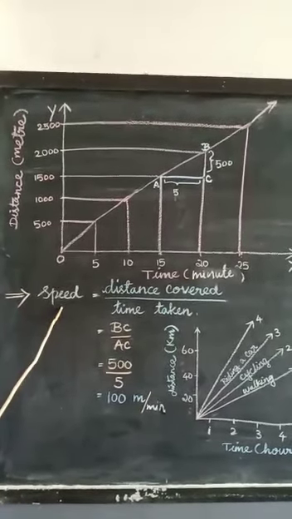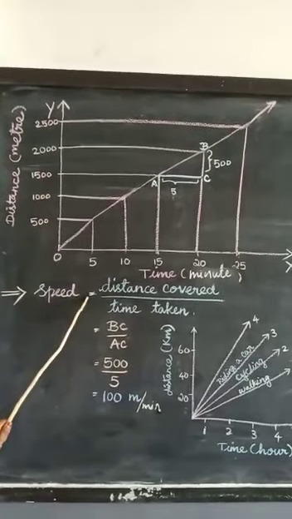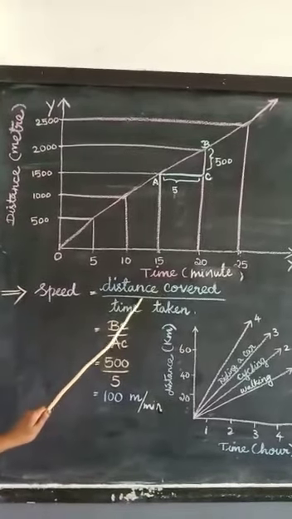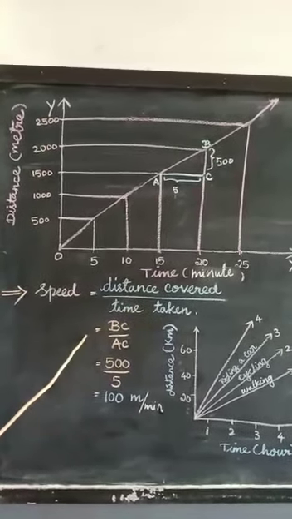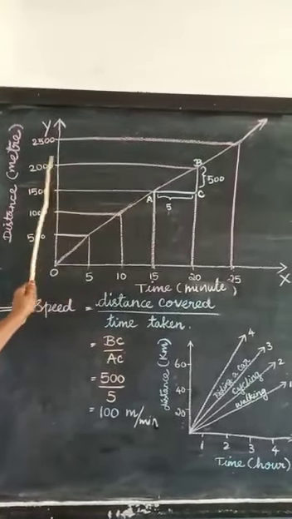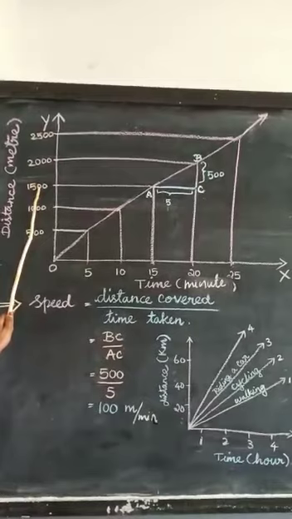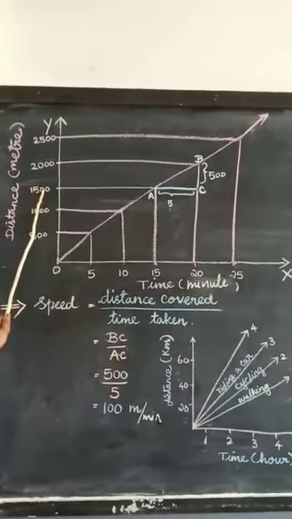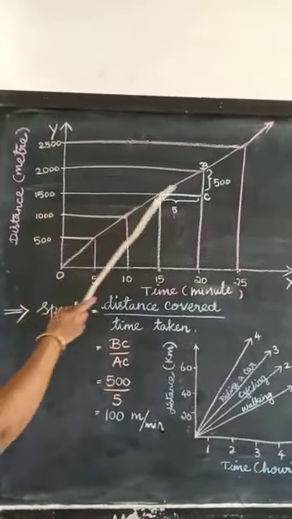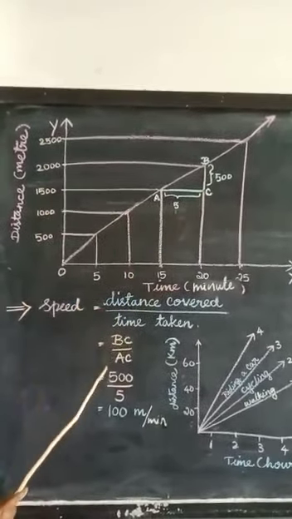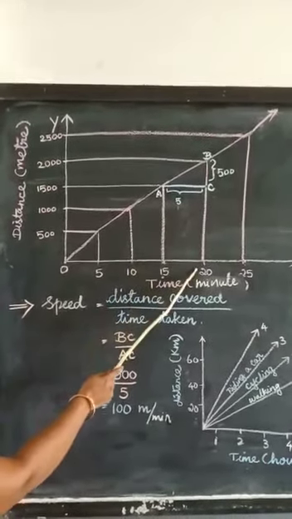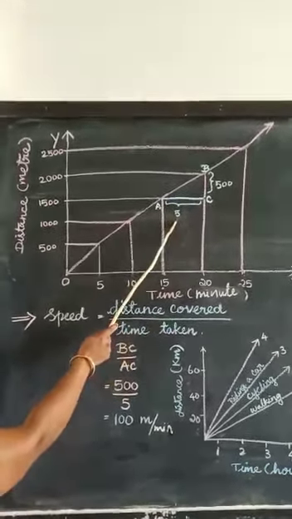You know the formula for speed. What is the formula for speed? Speed is equal to distance covered by time taken. What is the distance covered? Let us take the points from 1500 to 2000, that is BC. From 1500 to 2000, how much distance is travelled? That is 500 meters. At what minutes? From 15 to 20 minutes. The difference between the times is 5.